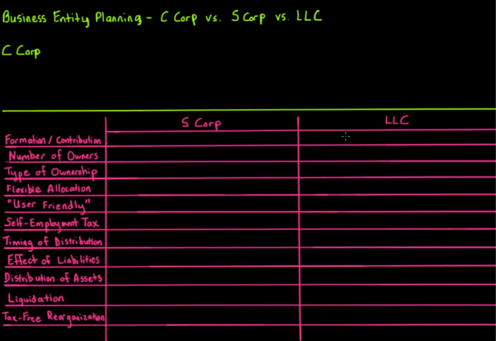Now, I'm sure you've probably considered business law or legal reasons why you might consider one or the other, but these are really the big three: C Corp, S Corp, LLC when it comes to starting a business. And we're going to go through, again, the tax consequences.